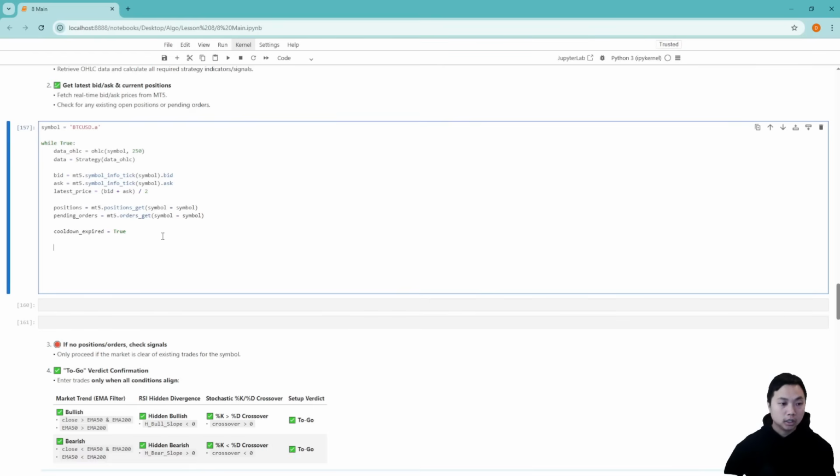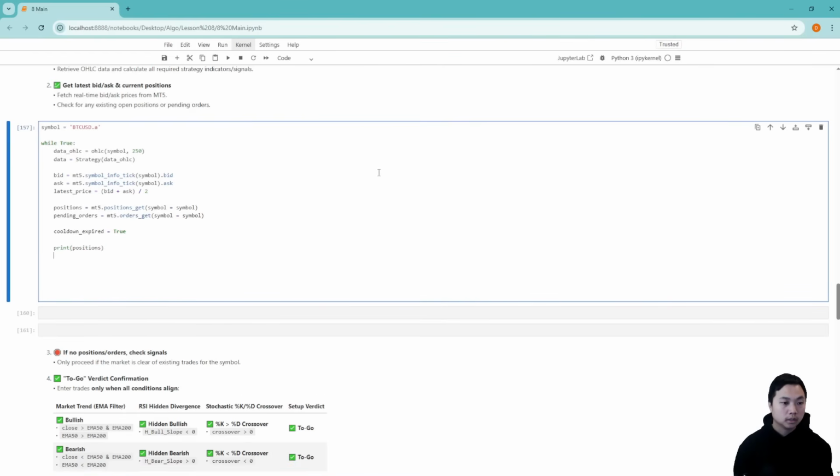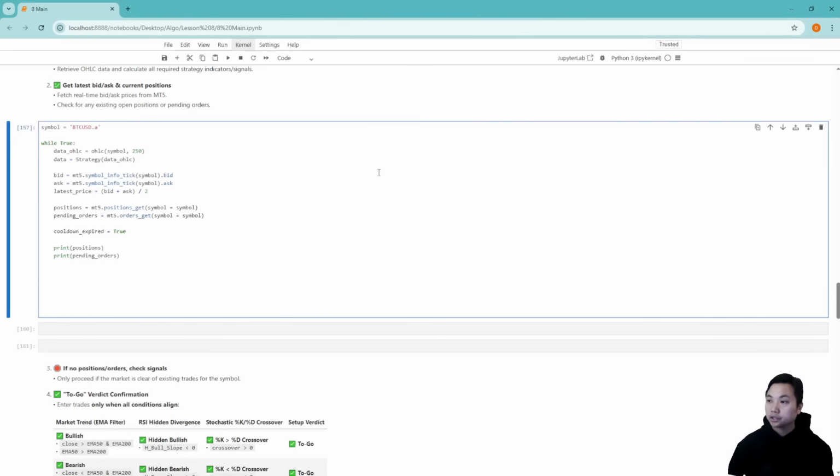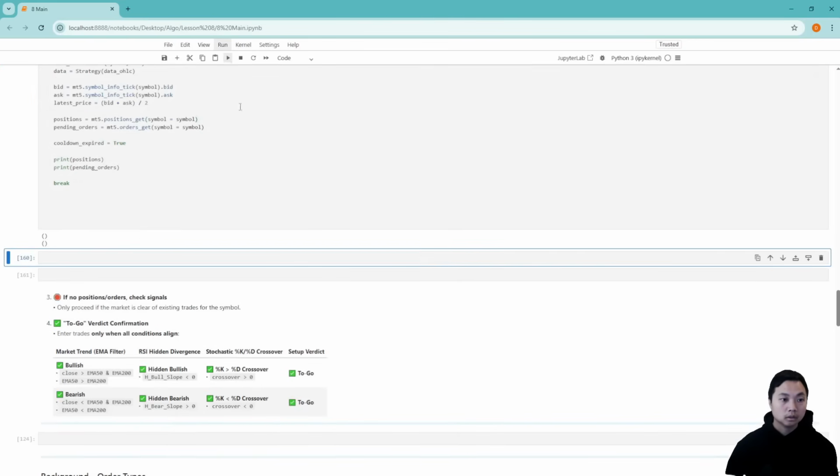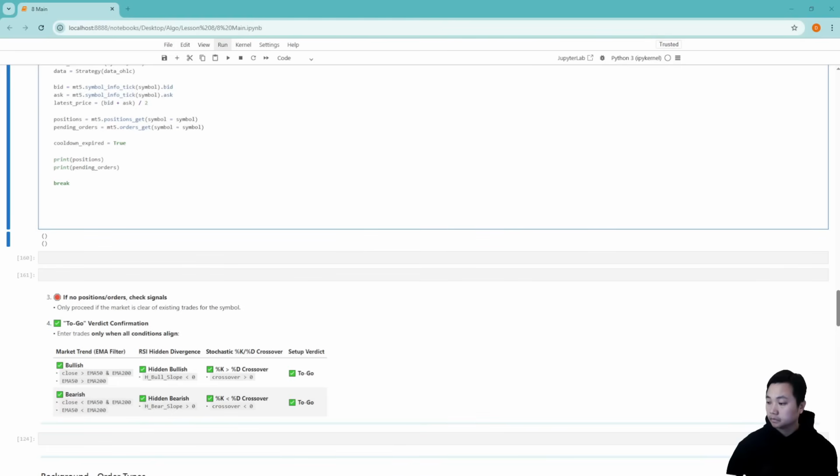So let's see what we've got so far. Conditions, the pending orders, and there's a break here for testing purposes. Later we will remove it so the bot keeps running continuously. So let's see what we got. Excellent, this is what we expect because right now we don't have any positions or pending orders. We should expect it to return None because we don't have anything.